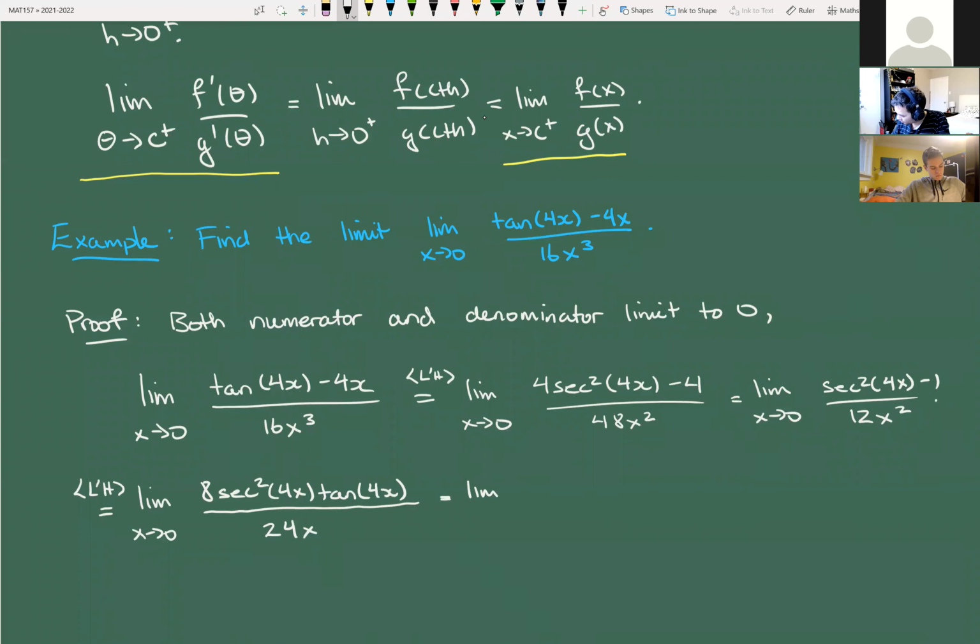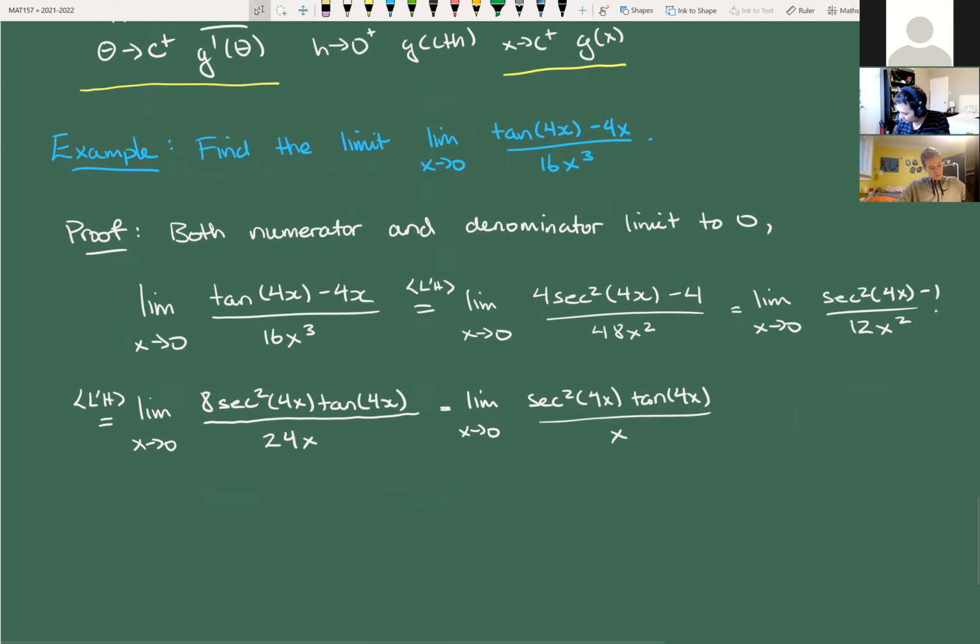So again, I can do a little bit of simplification. So secant squared 4x. I keep forgetting the 4x. Tan 4x all divided by x. Still, it's 0 over 0. So we're going to do L'Hopital one more time. And this is what I mean by, it takes me like 5 minutes if we do this with L'Hopital, but I could have done this one in my head.